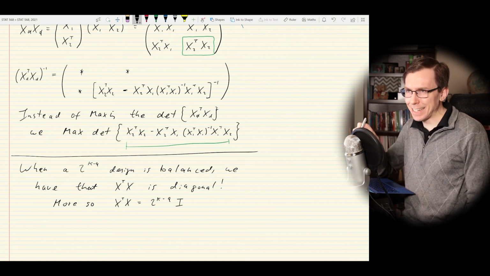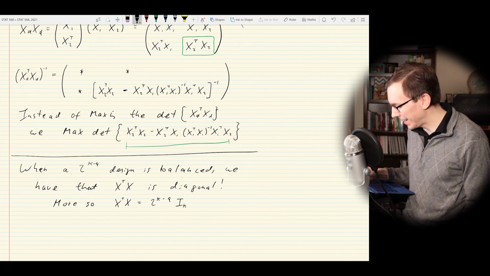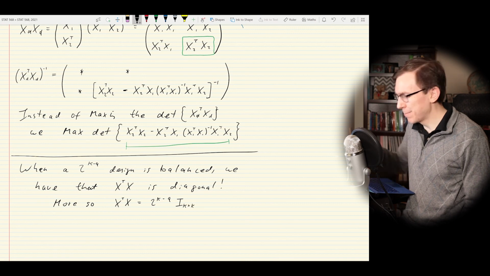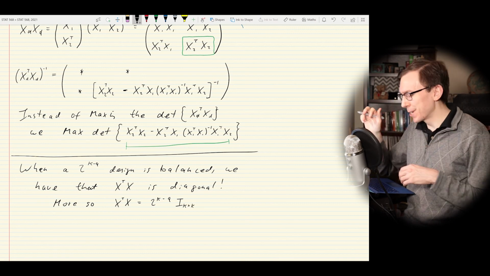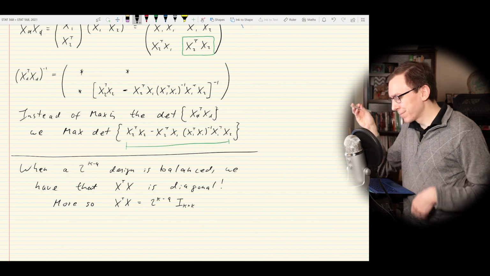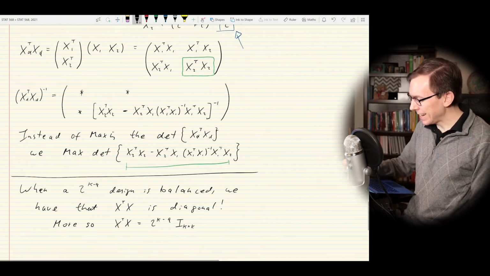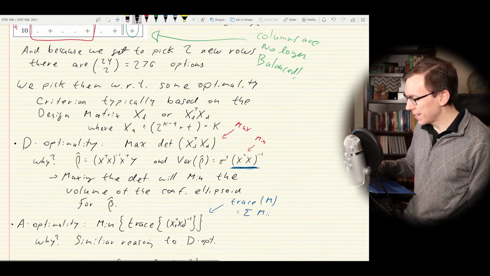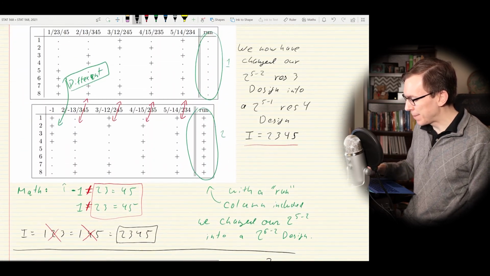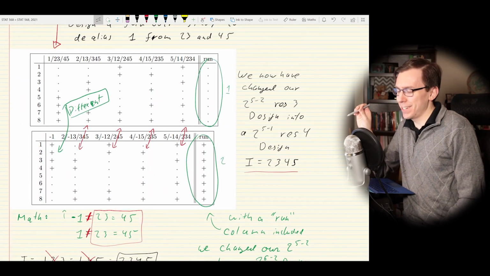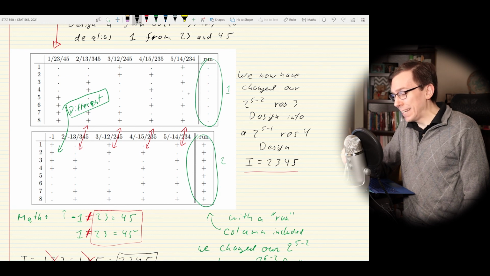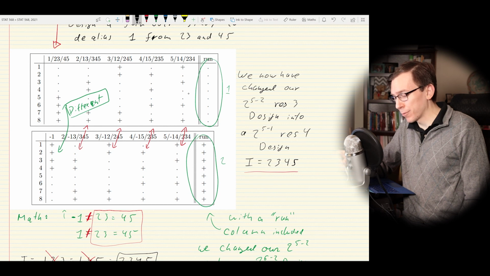I here is the identity matrix, which is going to be k by k, not the identity element in my defining contrast subgroup. So hopefully that's not confusing. The point is that if I take one of these matrices up here, not that one, that's not balanced, and I multiply it by itself, then I'm doing a dot product of each column by itself. That's just going to sum up to be the number of rows.